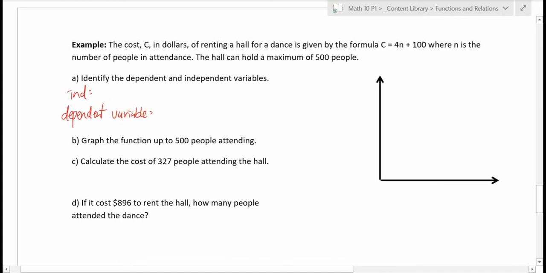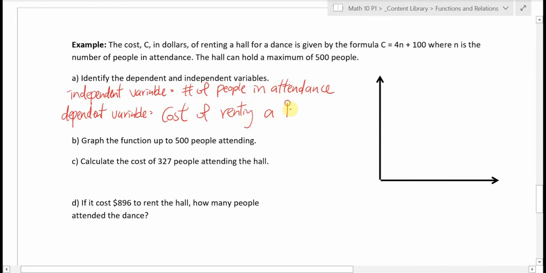Well, what is it, right? The independent variable would be the number of people in attendance, because this will determine the cost of renting a hall. So again, the number of people in attendance determines how much it costs. The more people that attend, the more expensive it gets.